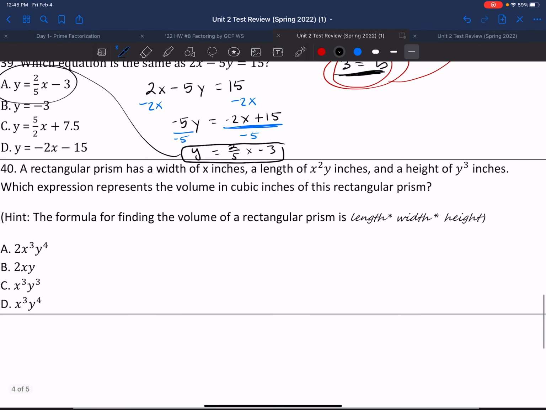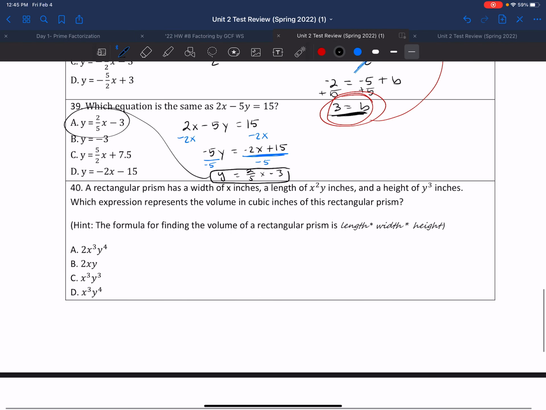Okay, now we're going to apply geometry. No, not apply geometry. We're going to apply our power rules in a geometrical context, I guess you could say.